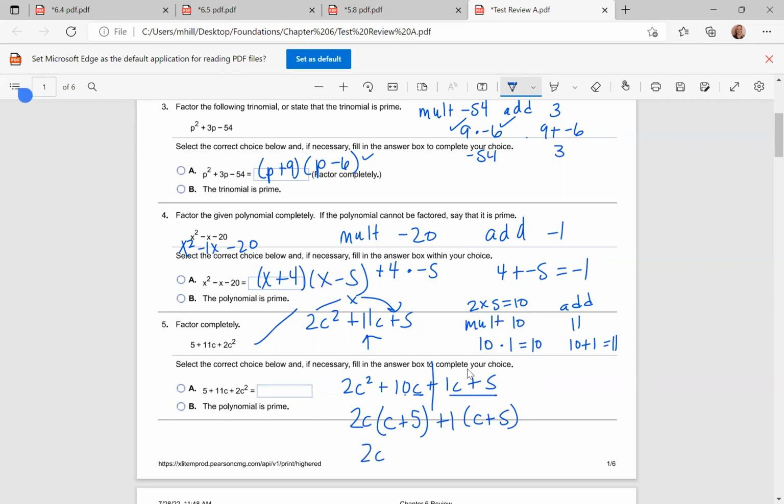So our final answer would be 2c plus 1. That's coming from this stuff. And then the c plus 5. And you could write it in either order. You could say 2c plus 1 times c plus 5, or you could say c plus 5 times 2c plus 1.